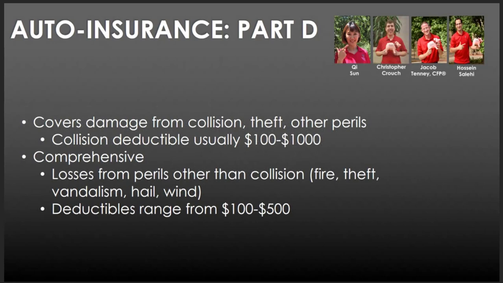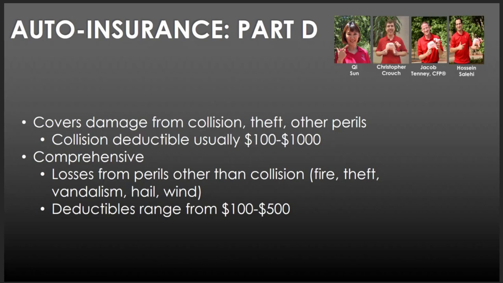Okay, and then part D is comprehensive and collision. This is where I think Andrew brought up, what if the car is in my garage and it ends up catching fire? Where is the coverage going to come from? It's going to come from the comprehensive, which covers everything but the collision part. The collision covers if I'm running into somebody else. Comprehensive is going to do everything else: fire, theft, vandalism, hail, wind damage, whatnot.